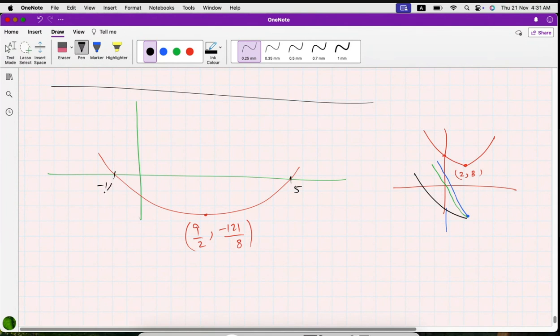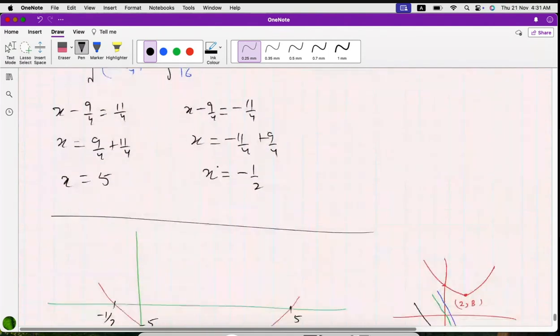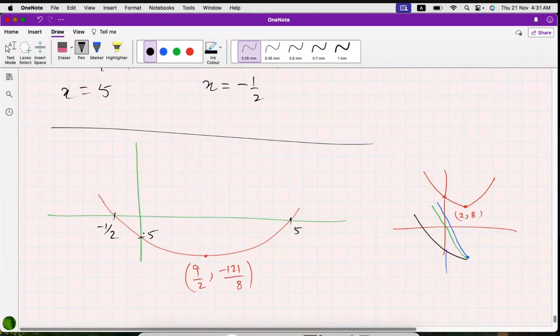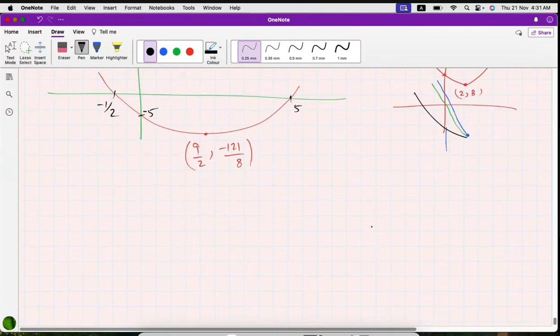This is negative 1 by 2. And this is 5 again. Minus 5. Okay. See, when you have y equals (x minus 2)(x plus 1)(3 minus x).